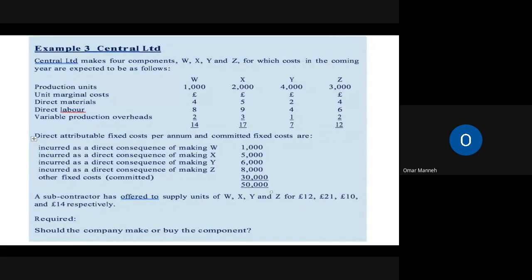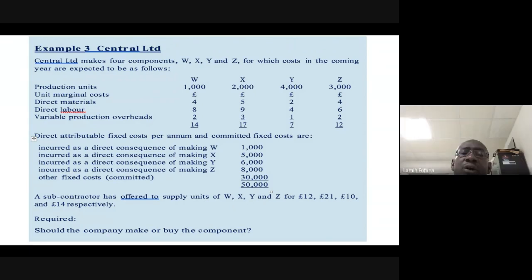You were asking whether variable overheads are the same as relevant costs. Yes, I think they are also relevant costs. What are relevant costs? Relevant costs simply means costs that are relevant in decision making. They include all forms of variable costs: direct material, direct labor, direct expenses. They are all relevant costs.